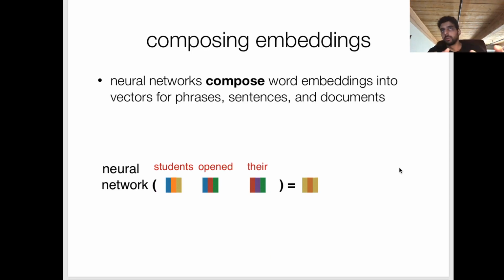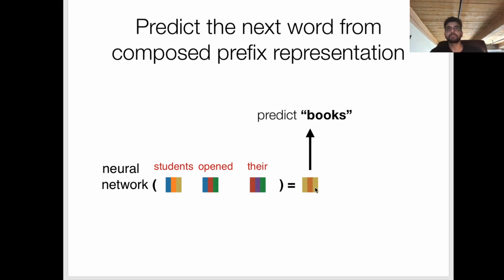Okay, so we're going to start with word embeddings, right? So for this prefix students open there, I associate each of these words with their corresponding word embedding. But then we get to this process of composition, right? For these kinds of models, I want a way of taking the sequence of 3 word embeddings and transforming them into a single vector that I can use for this classification problem of predicting the next word. Right, so my goal is to predict, say, books. Maybe books is the word that appeared in my training data set. And I'm going to predict this from the composed representation.